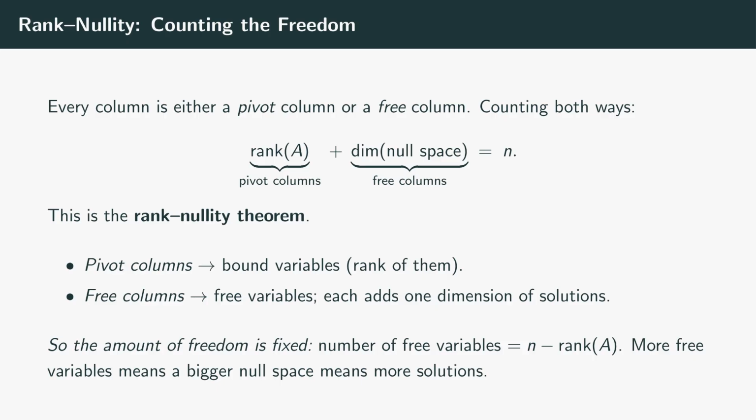Once you know the rank, the amount of freedom is forced. The number of free variables is just the number of columns minus the rank. More free variables means a larger null space, which means more solutions. The theorem turns counting pivots into counting solutions.